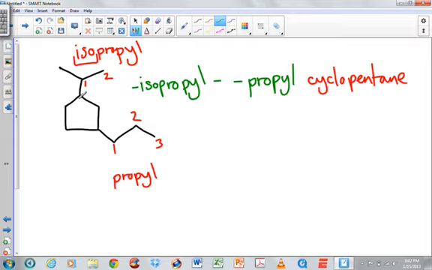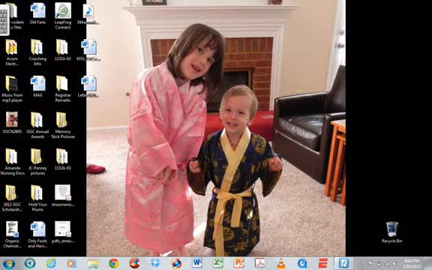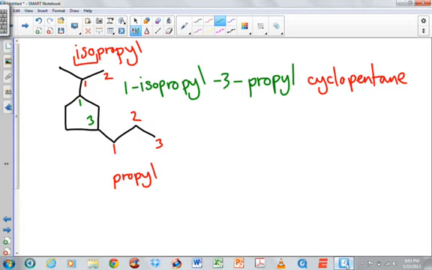The numbers are going to be 1 and 3, but the question is which has 3 and which has 1. Well, when we have the situation like we had before, and this could be 3 and 1 or 1 and 3, you always put the lowest number with the one that comes first alphabetically, which in this case is iso. Isopropyl, so therefore 1-isopropyl-3-propylcyclopentane. So that's how you name cycloalkanes. It's really not that difficult.